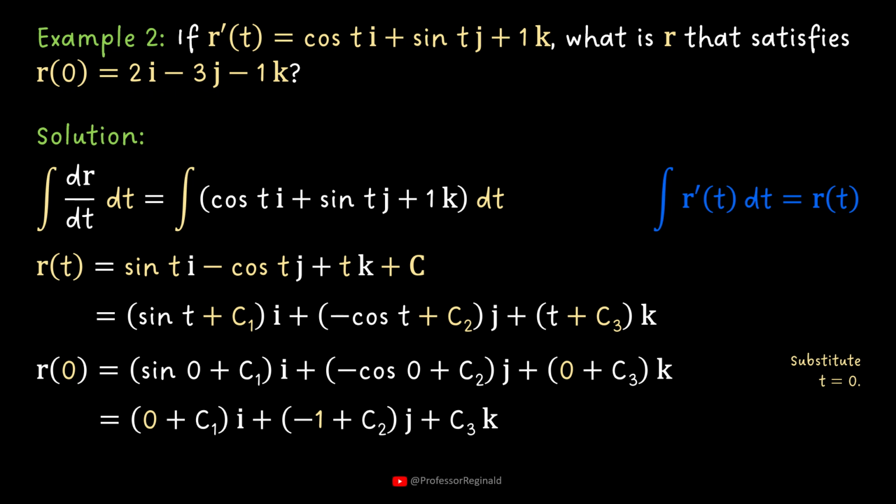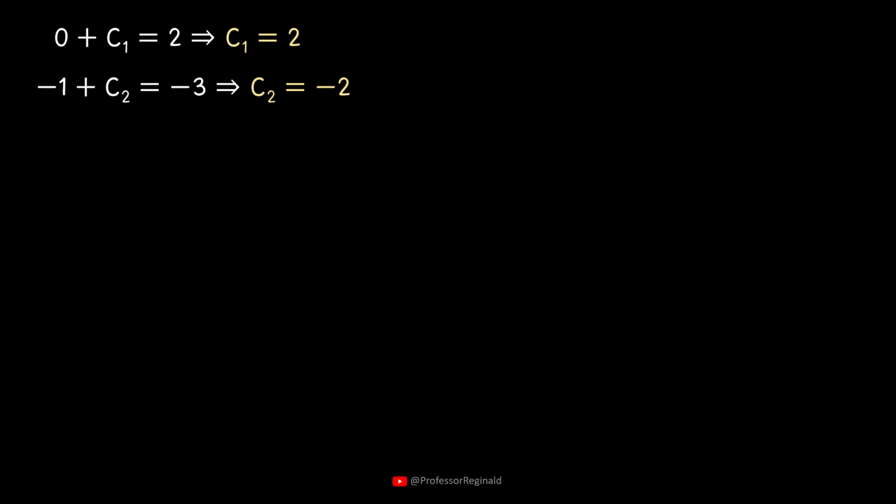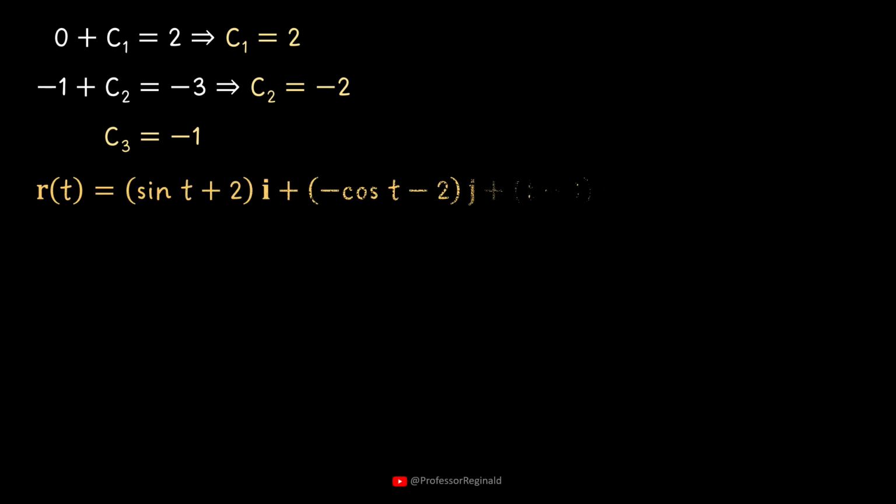Next, to be able to solve for the arbitrary constants, equate each component of this vector to the corresponding component of the given initial condition. Solve for each value of the arbitrary constant. Then substitute these values into the indefinite integral. Hence, this vector-valued function is the particular solution that corresponds to the given initial condition.